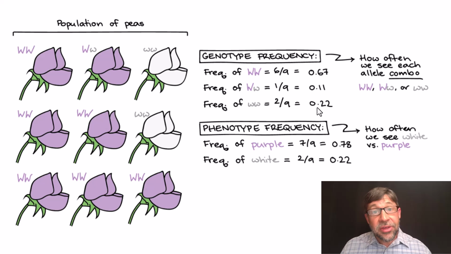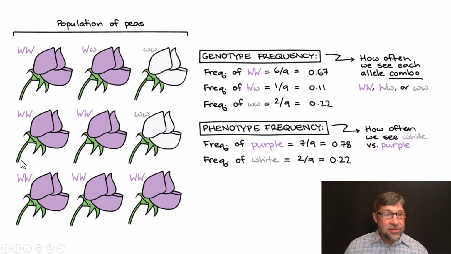We can, of course, look at the phenotype frequency. Pretty easy. You've got 9 plants. 7 out of 9, or 78%, show the dominant phenotype. They're purple. And 22%, or 2 out of 9, show the white phenotype. Note 2 different ways to get purple flowers: homozygous dominant as well as the heterozygous genotype.